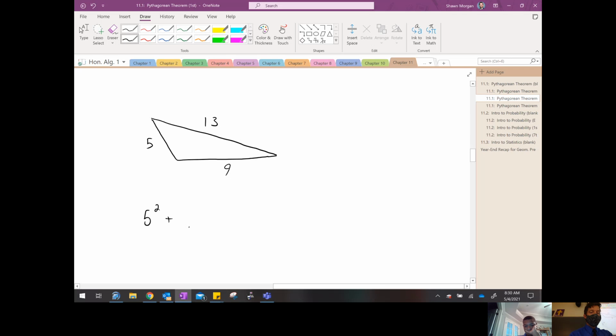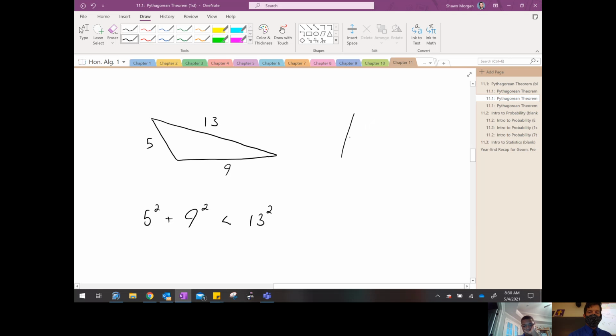5 squared plus 9 squared does not necessarily equal 13 squared. In fact, we know it doesn't because 25 plus 81 does not equal 169. But it is less than, isn't it? 5 squared plus 9 squared is less than 13 squared. When a squared plus b squared is less than c squared, you have an obtuse triangle. What about if I had, let's say 5, I don't want to do 5.